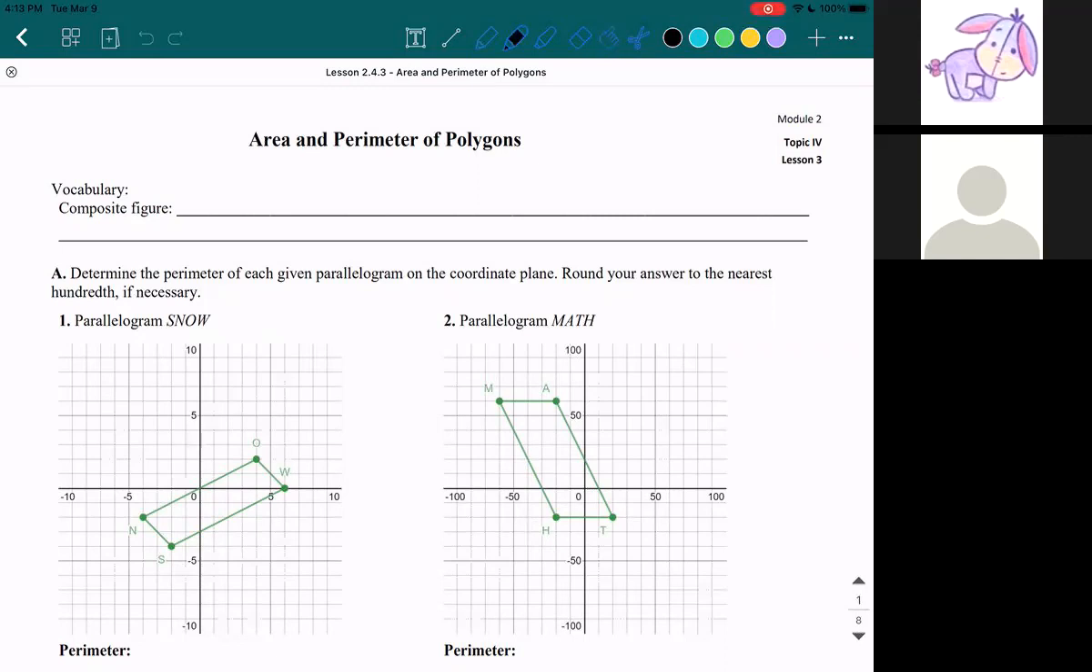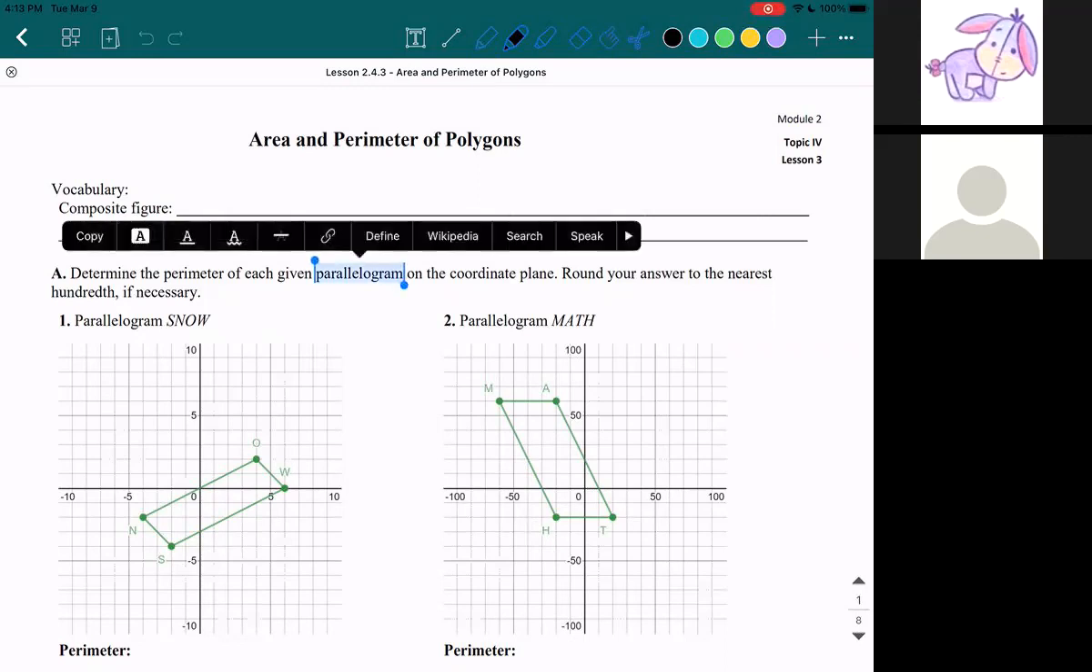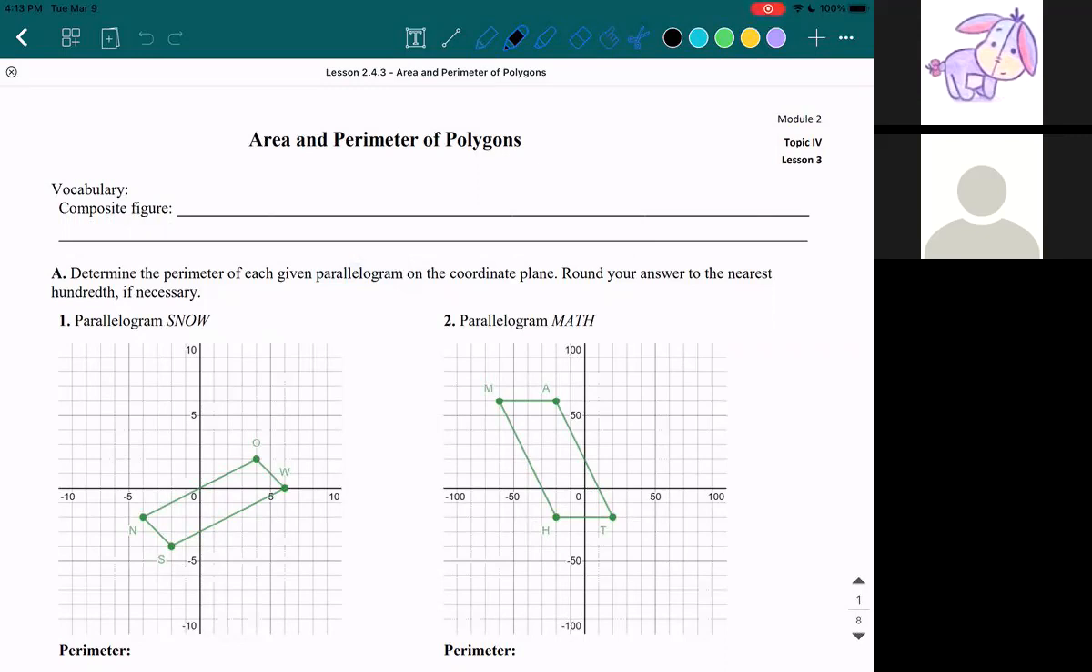A composite figure is a figure or shape made out of basic shapes like triangles, squares, rectangles, etc. Let me just draw you a quick example of a composite figure.